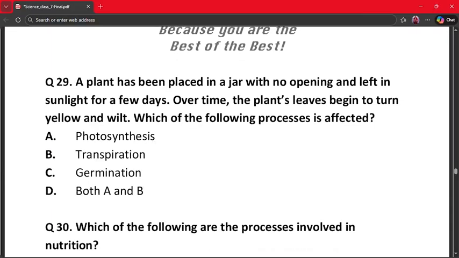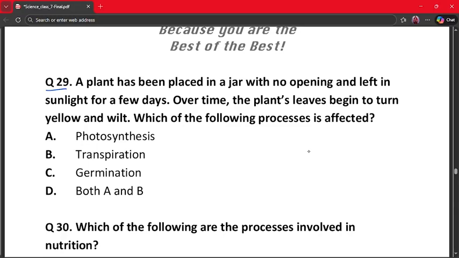Our next question is question number 29. A plant has been placed in a jar with no opening and left in sunlight for a few days. Over time, the plant's leaves begin to turn yellow and wilt. Which of the following processes is affected? A. Photosynthesis, B. Transpiration, C. Germination, and D. Both A and B.